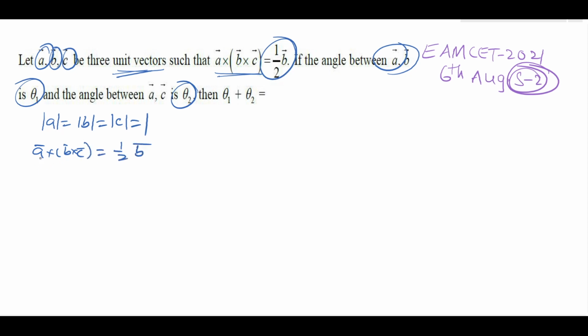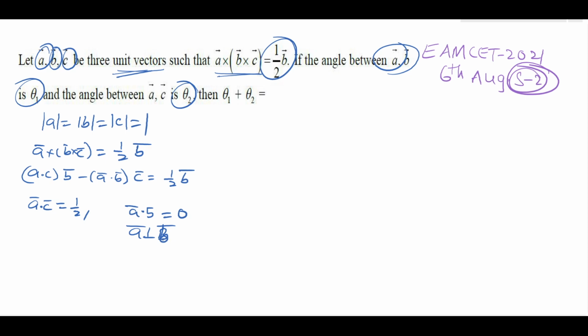Now this is triple product formula. A cross B cross C is equal to, that is A dot C into B bar minus A dot B into C bar, that is equal to half B bar. From this, equating B bar coefficients on both sides, A bar dot C bar is equal to 1 by 2, and equating C bar coefficients, that is A bar dot B bar is equal to 0. A bar dot B bar is equal to 0 means A bar is perpendicular to B bar. That means angle between these two is 90 degrees. 90 degrees means that is theta 1 is equal to 90 degrees.